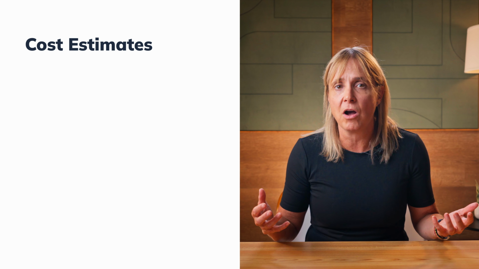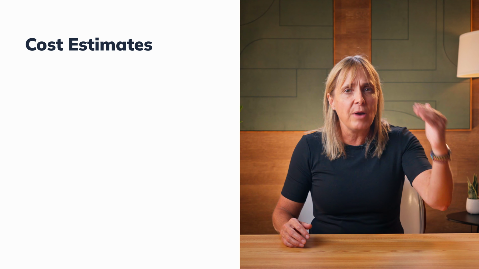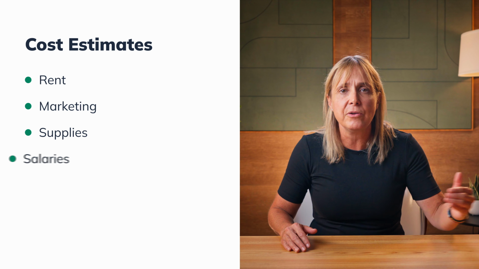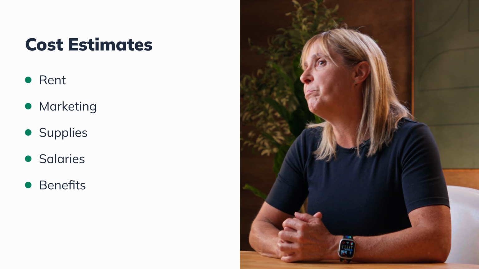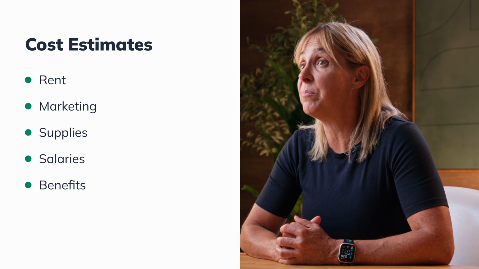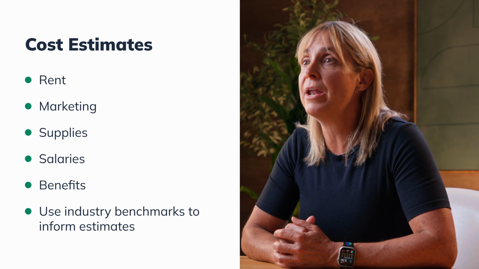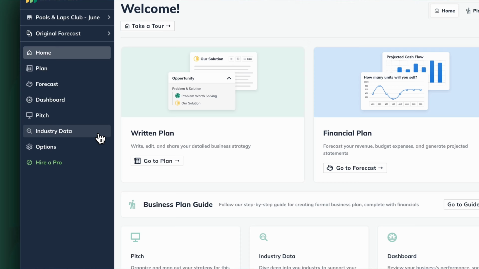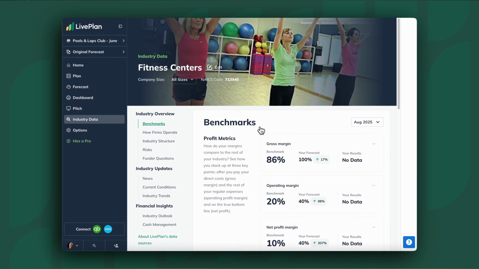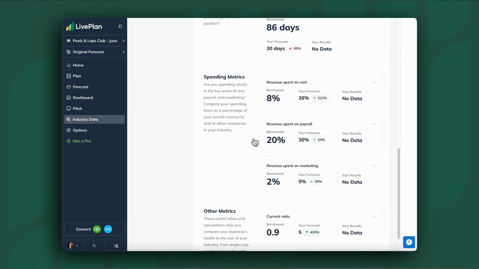Next, we're going to estimate your operating expenses and personnel costs. Include everything: rent, marketing, supplies, salaries, benefits. Most people are actually pretty good at coming up with ways to spend money. The key is to be realistic. Use industry benchmarks whenever possible. Tools like LivePlan's industry benchmark feature make this information incredibly easy to find.